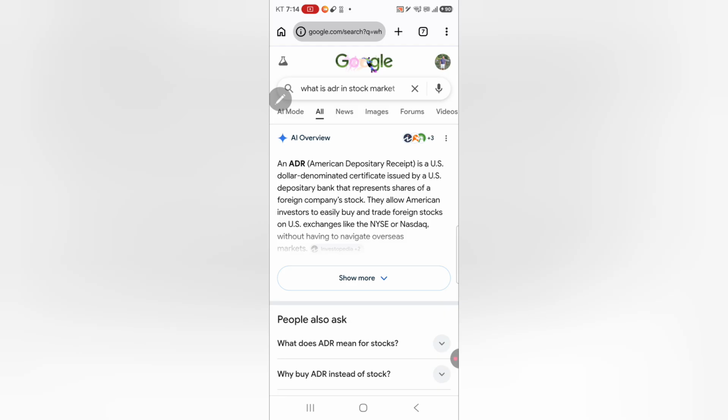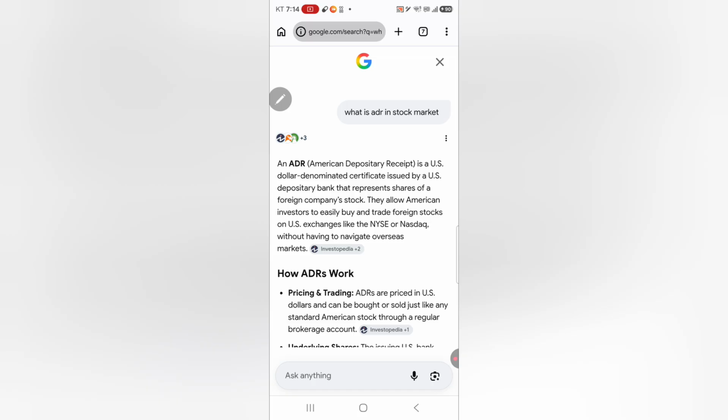ADR. Let's learn about ADR, because SK hynix is going through the process to be listed on the Nasdaq market as an ADR track. So let's learn what the ADR is.